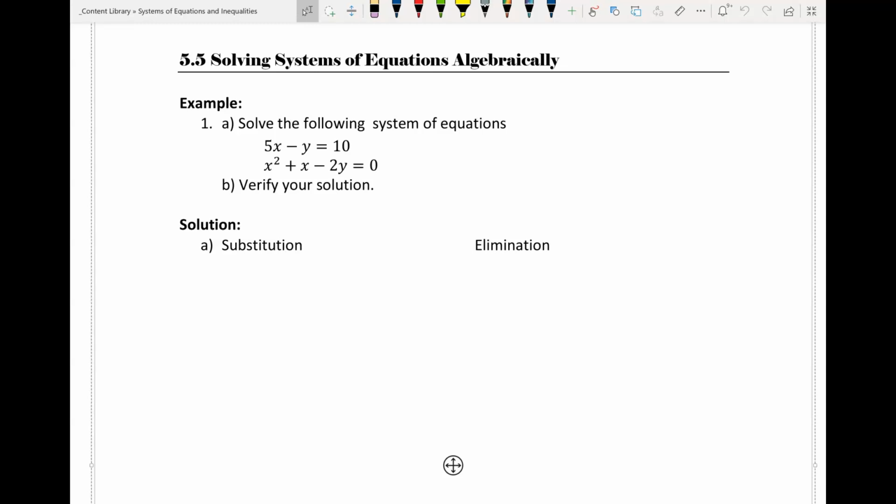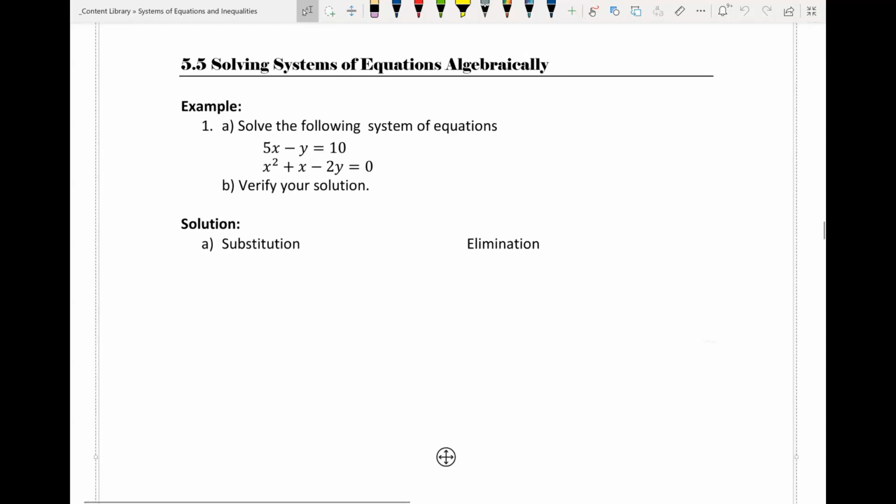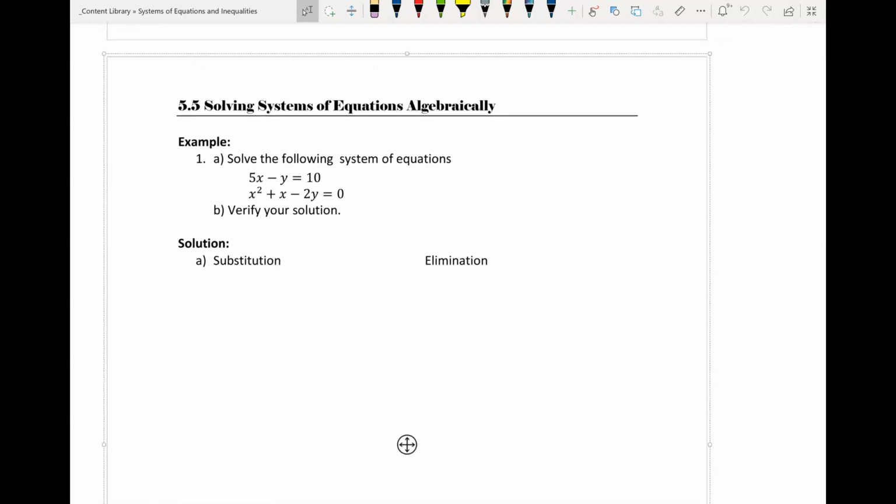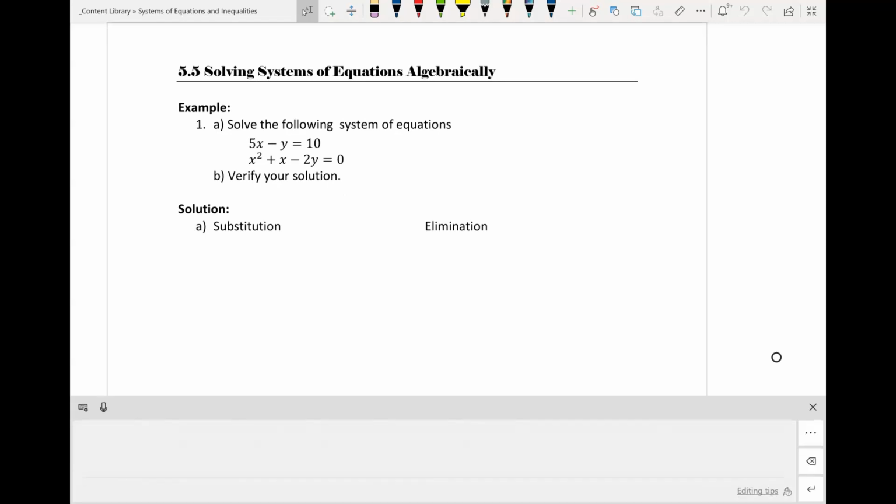You could either use the substitution method or the elimination method. Most of the time, it's up to you which one you want to use. It's whatever you feel most comfortable with, but you still should know how to use both.